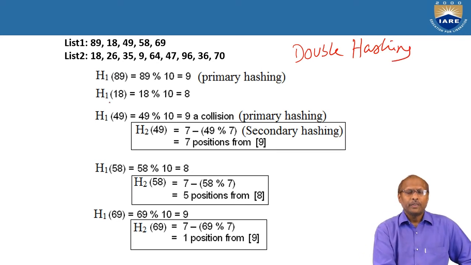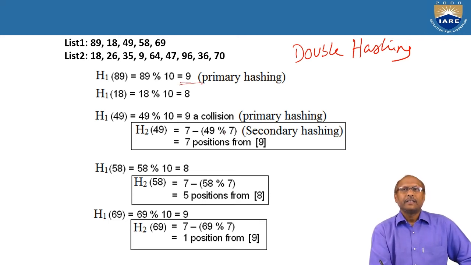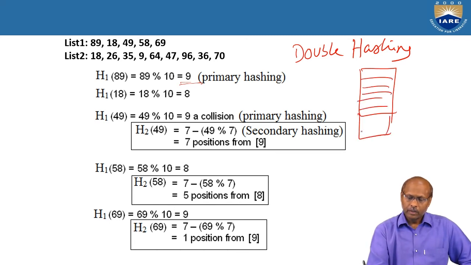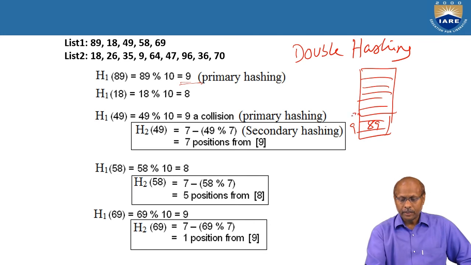First I am applying h1. h1 of 89 gives you the index 9. That is the primary hashing. Initially your table is assumed empty. So in the 9th place, 89 can be stored. Next, h1 of 18, modulus 10, gives you the 8th position. So 18 will be stored here.